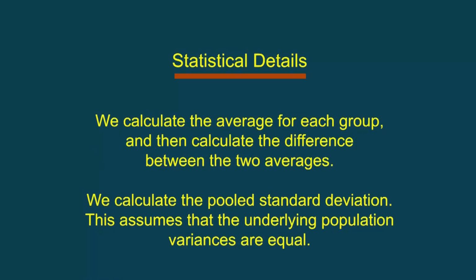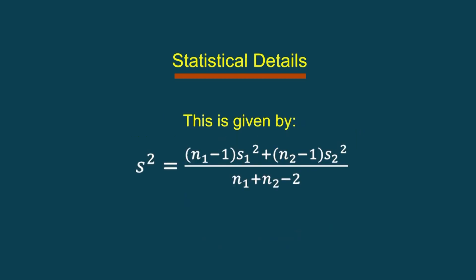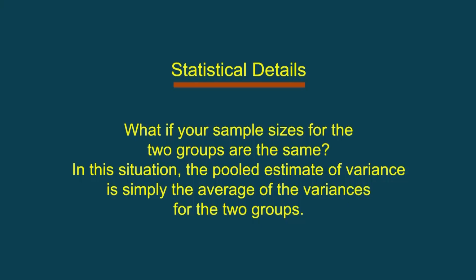We calculate the average for each group and then calculate the difference between the two averages. We calculate the pooled standard deviation, and that will require the standard deviation or the variance of each group. This pooled standard deviation is calculated by the formula which is shown on your screen. Now the question is, what if your sample sizes for the two groups are the same? There is no problem with it. Actually, the computational labor will be reduced if the two sample sizes are the same.